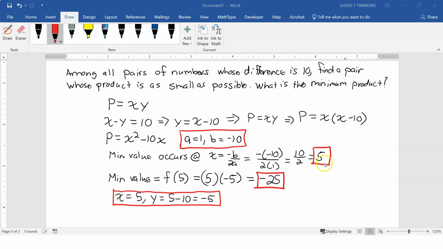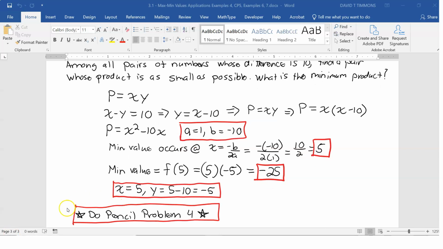So just to summarize, we found x was 5. If we use this constraint equation, 5 minus 10 is minus 5. Of course, that product will be minus 25. Now, do pencil problem number 4.